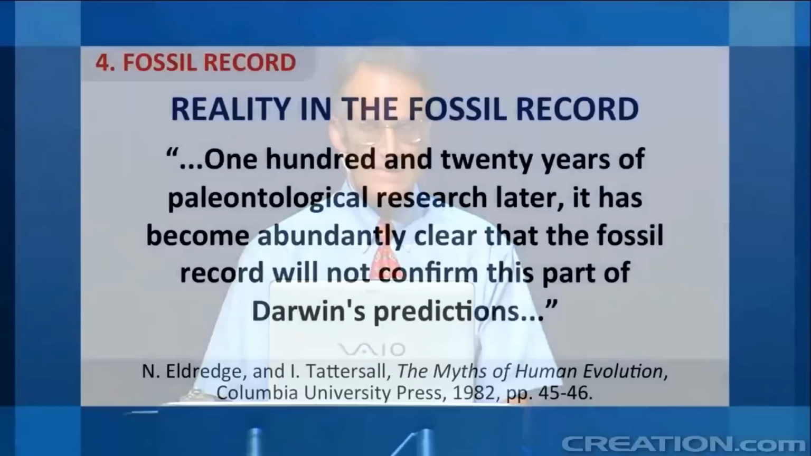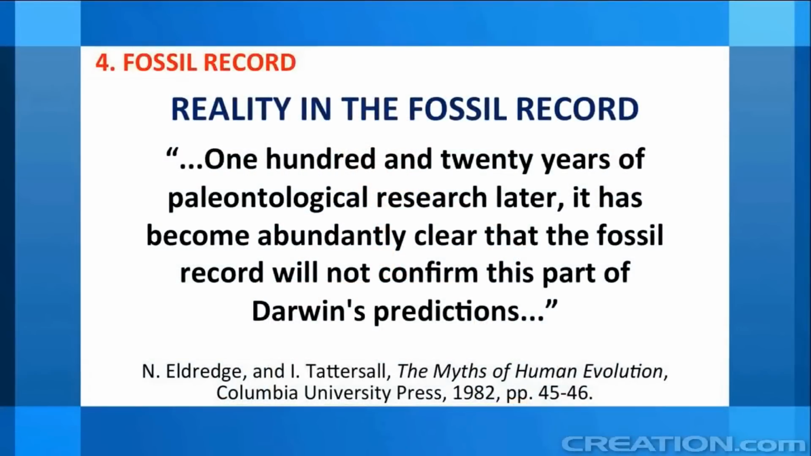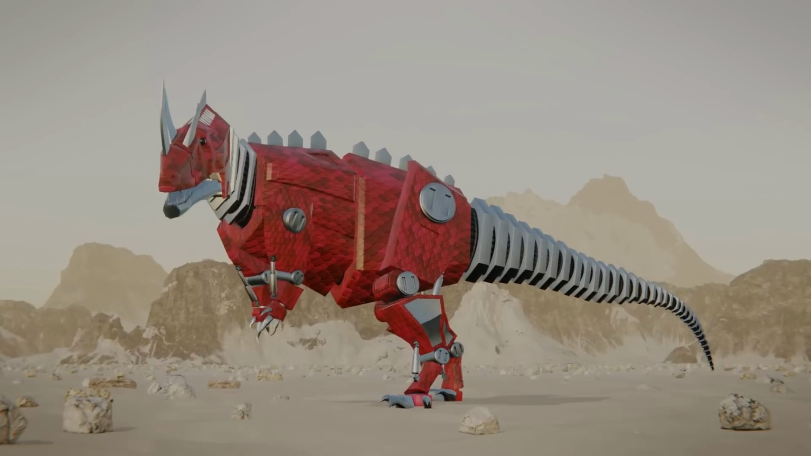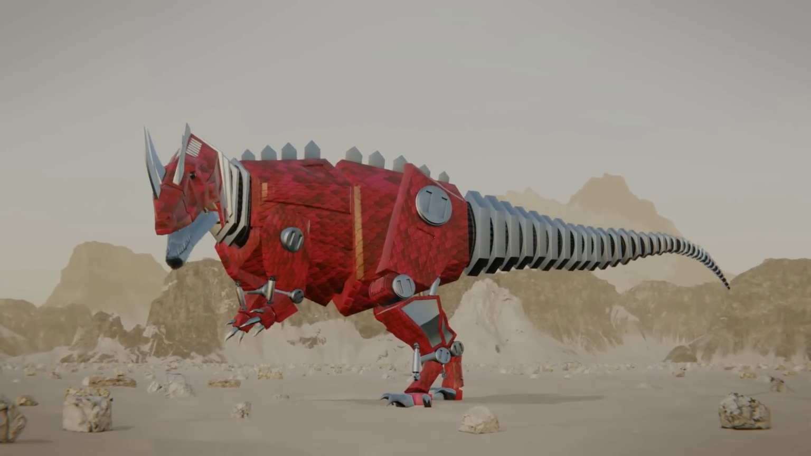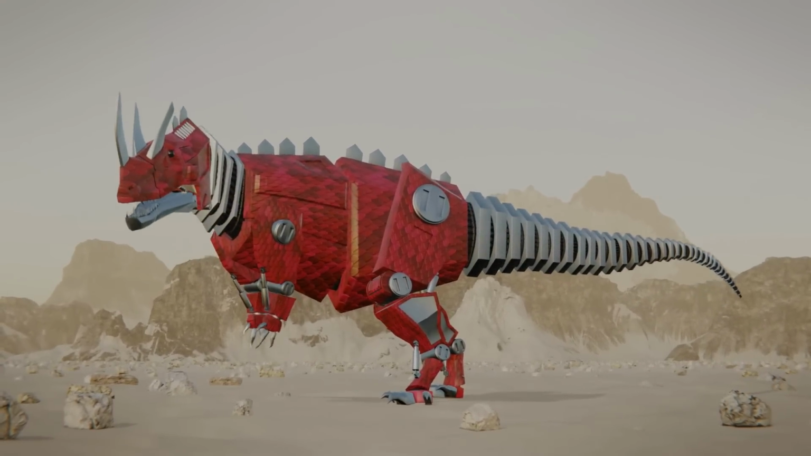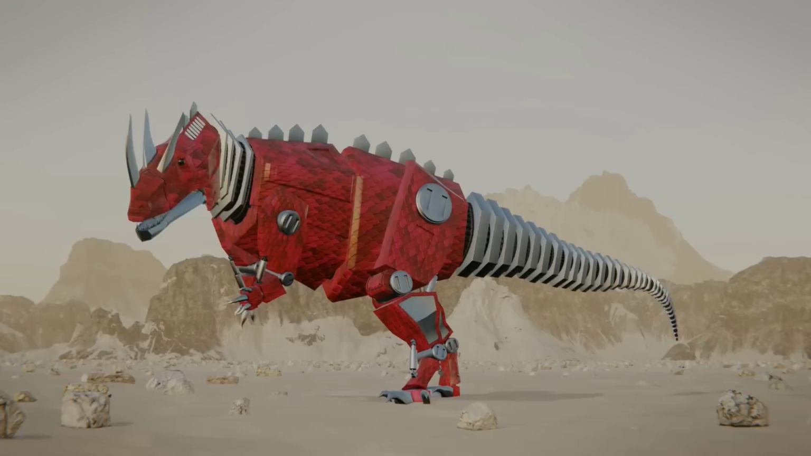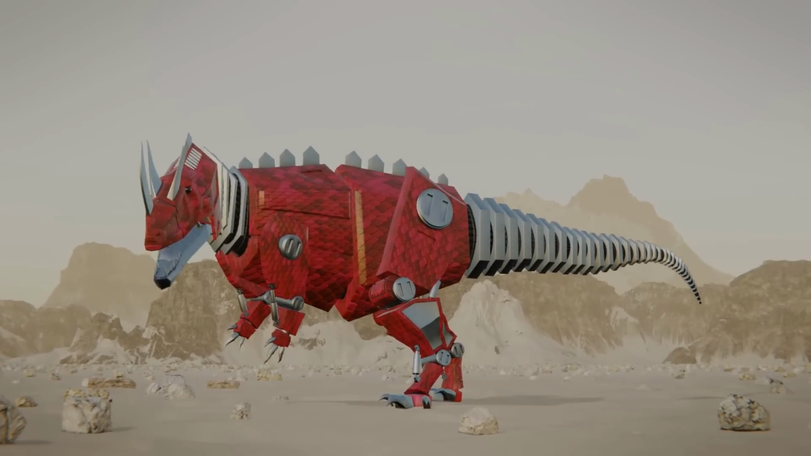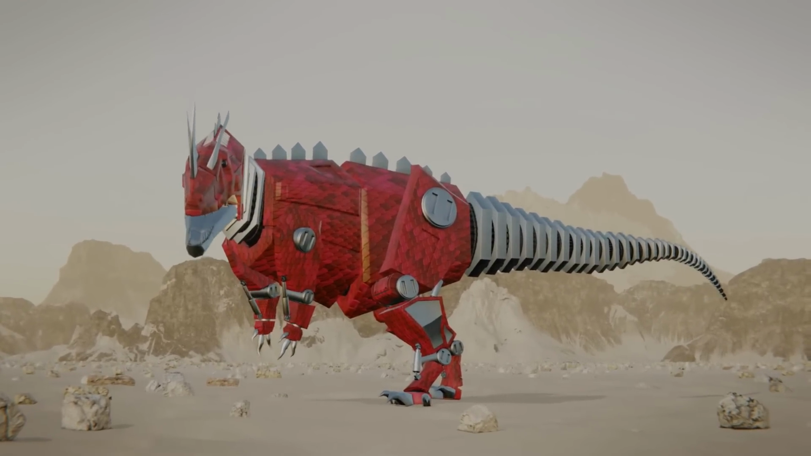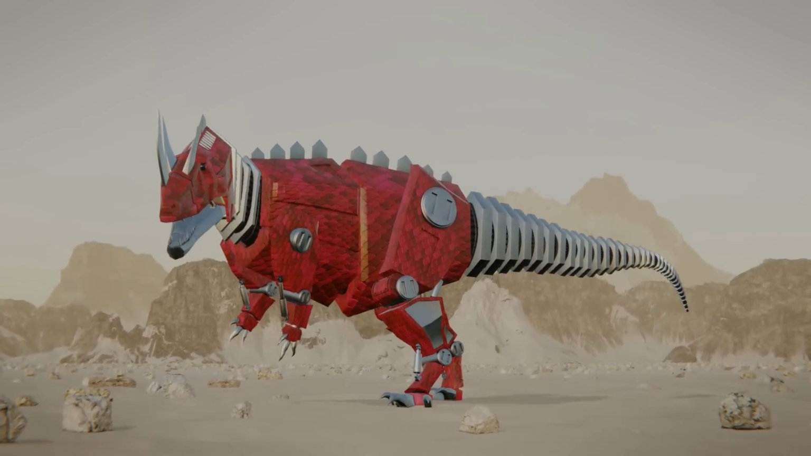And again, Eldredge and Tattersall, two famous evolutionists, they say 120 years of paleontological research later, it has become abundantly clear that the fossil record will not confirm this part of Darwin's predictions. Oh, fun! Another quote mine from people who definitely think that the fossil record supports evolution. Well, since this is still ancient, back to TalkOrigins. In the passages quoted, Eldredge and Tattersall are discussing the merits of gradualism, something the quote miner has left out, as we can see.